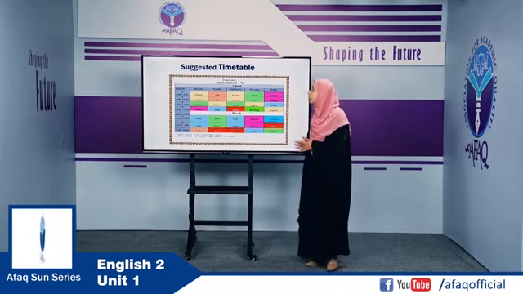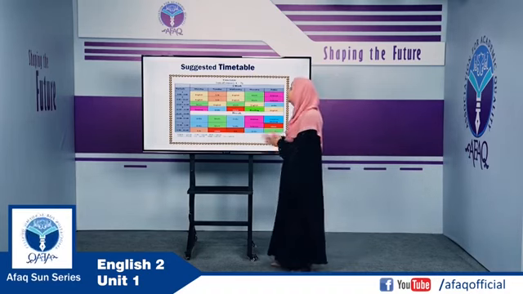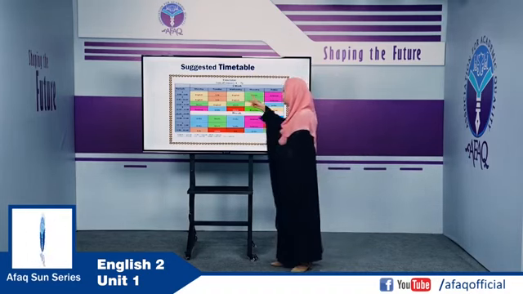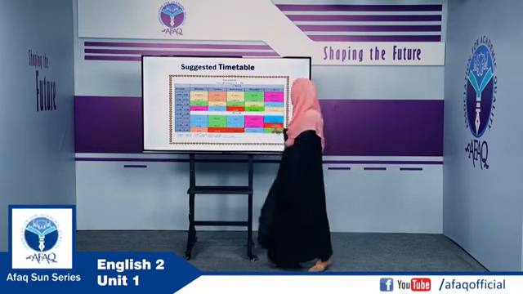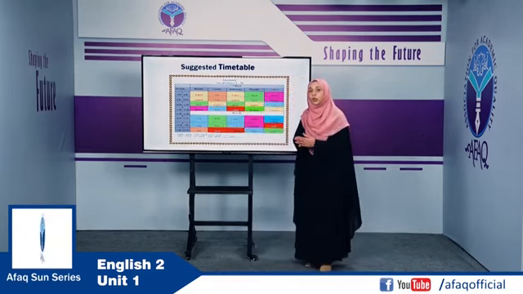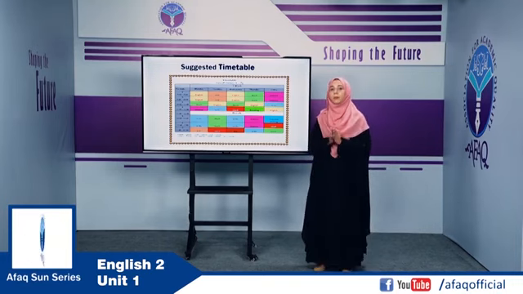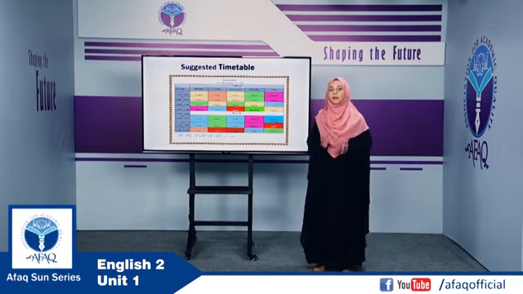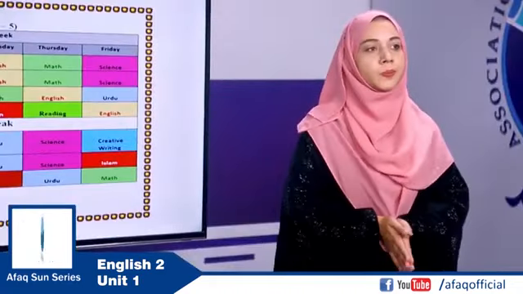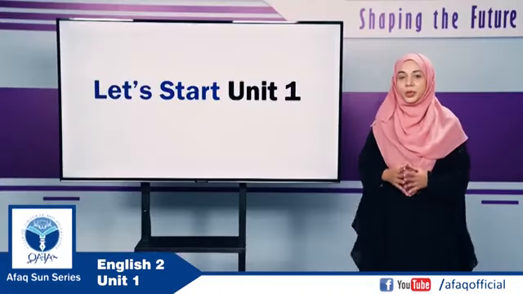That's not all. We also provide suggested timetables on the basis of subject weightage and academic calendar. As you can see here, we have allocated 7 periods to English. There are 2 double lessons and 3 single lessons in this timetable. You can change this timetable according to the requirement of your school, but we recommend that you give 7 periods to this subject. Now let's start Unit 1.